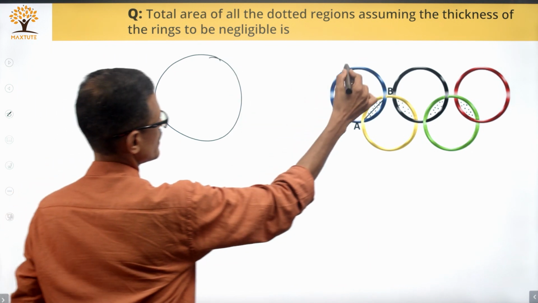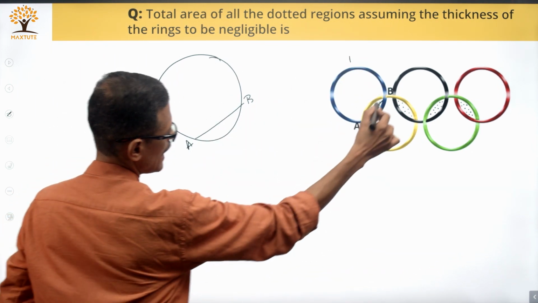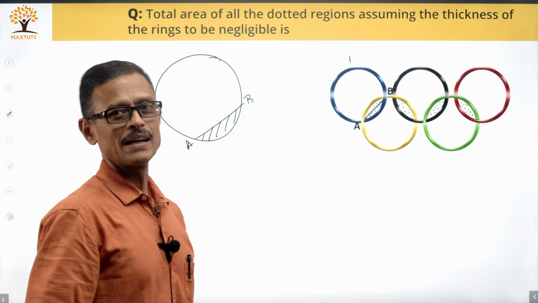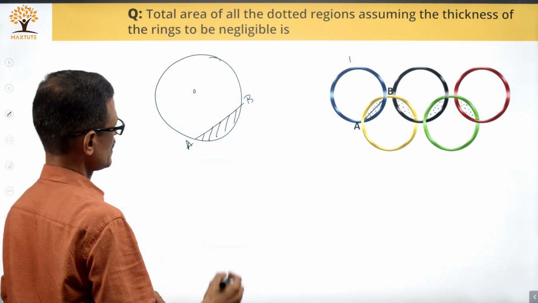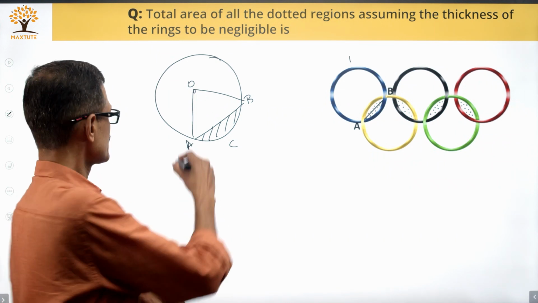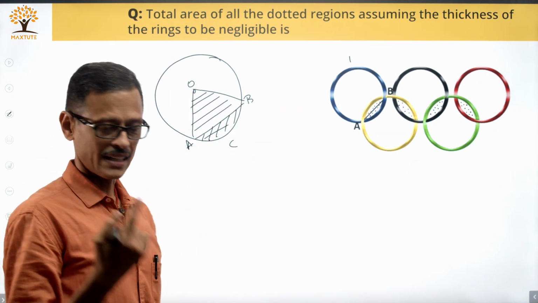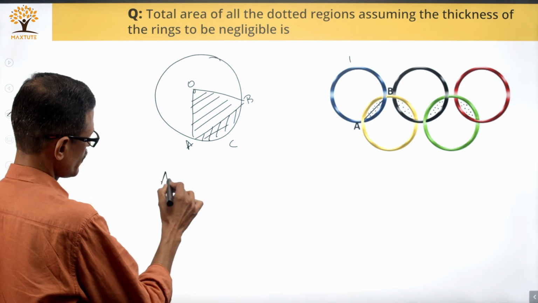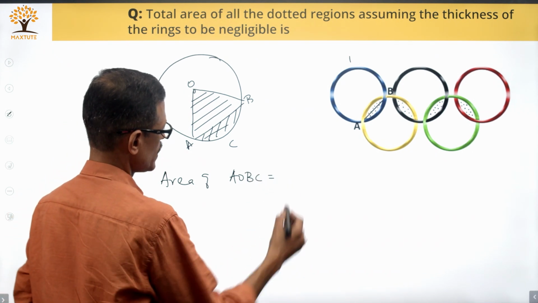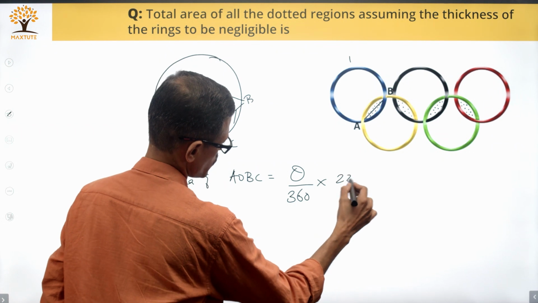I'm taking this circle, we'll call it circle 1. We're talking about a chord AB. Half of the dotted region is this minor segment. O is the center of the circle. OA, OB, AOBC. This region that we are talking about, shaded in horizontal lines, is nothing but the sector. So area of AOBC is equal to theta divided by 360 into pi r square, which is 22 by 7.